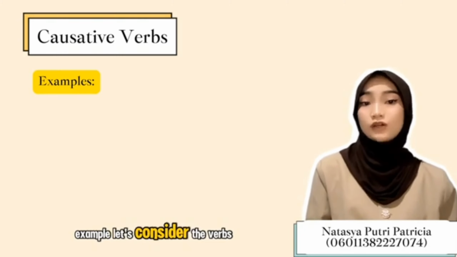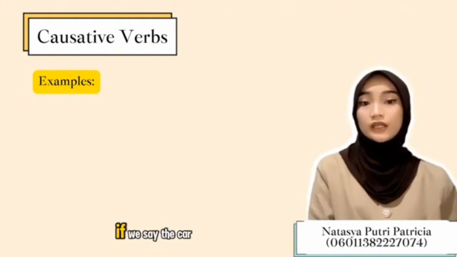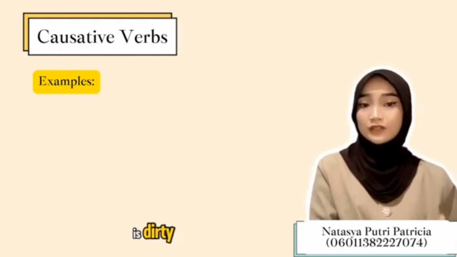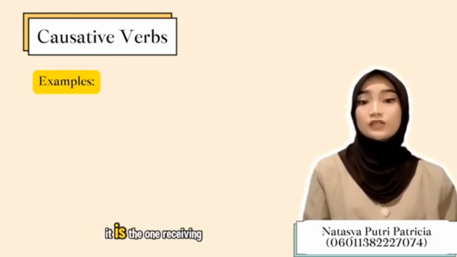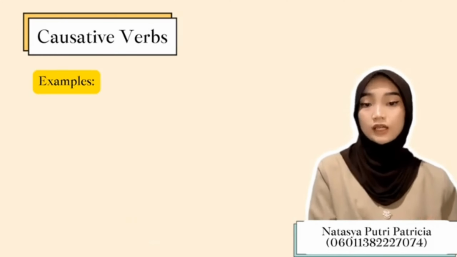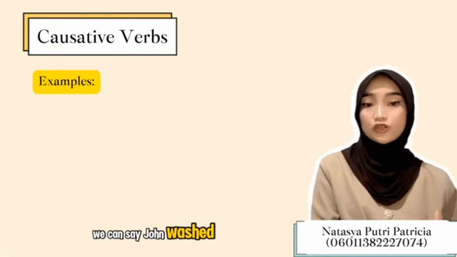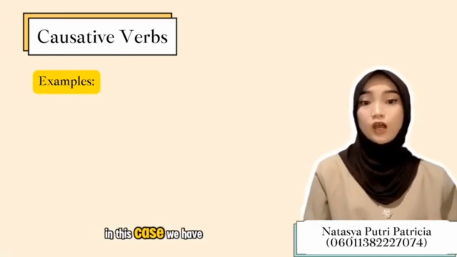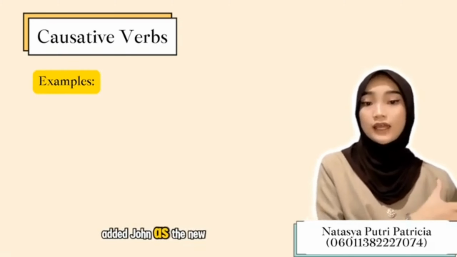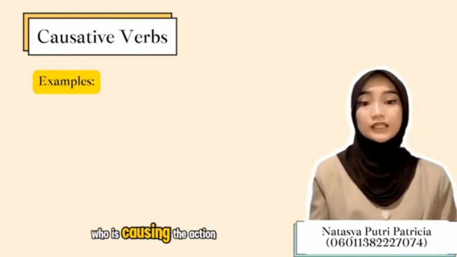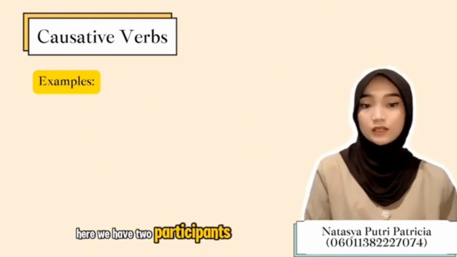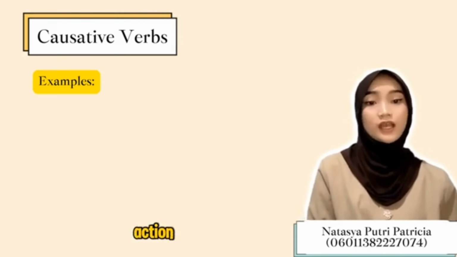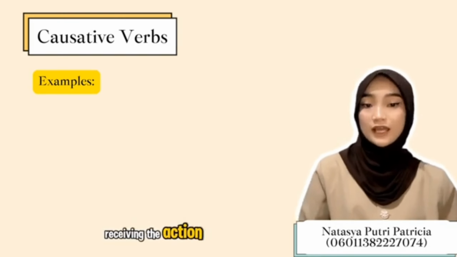Example, let's consider the verb to wash. If we say, the car is dirty, we have only one participant, the car. It is the one receiving the action. Now, if we use a causative form, we could say John washed the car. In this case, we have added John as the new subject who is causing the action of washing. Here, we have two participants, John, the one doing the action, and the car, the one receiving the action.